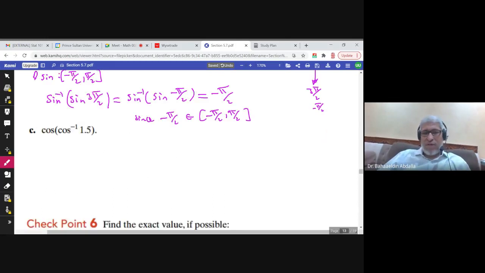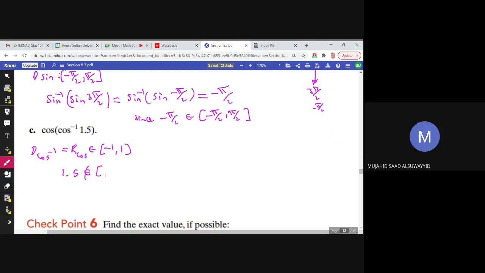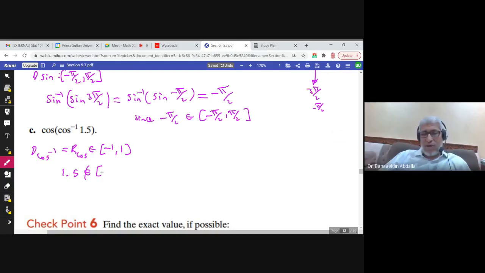Now, what about cosine inverse 1.5? You have first to ask yourself about cosine inverse. What is the domain of cosine inverse? It is the range of cosine. What is the range of cosine? It's from -1 to 1. So is this number from -1 to 1? No. 1.5 does not belong to this interval from -1 to 1.